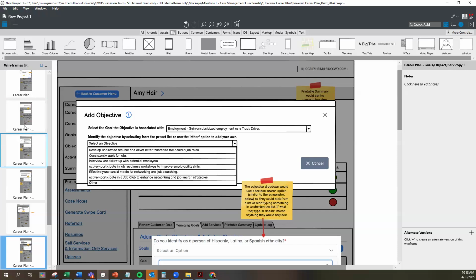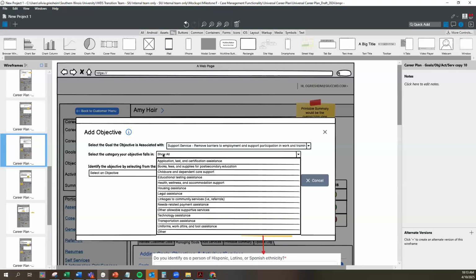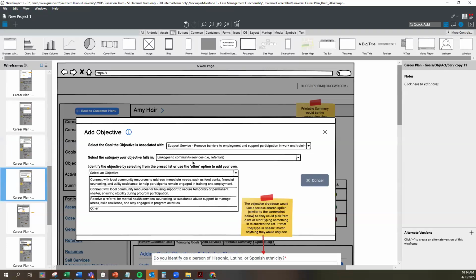Or if you pick a support service or follow up, we have categorized each of those objectives. So you can either pick show all and see all the objectives that tie to the support service or follow up goal you selected, or you can pick a category. And what that will do is narrow down the list of objectives. So if you picked linkage to community services, you would only see the objectives tied to linkage to community services, just to make that list a little smaller and easier to navigate.